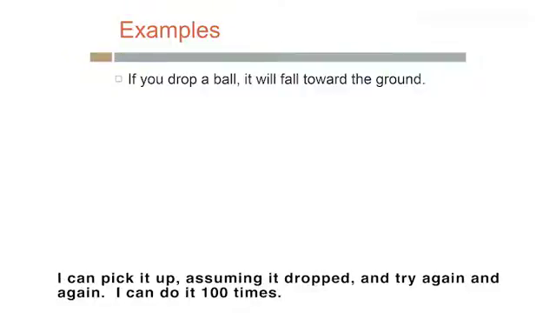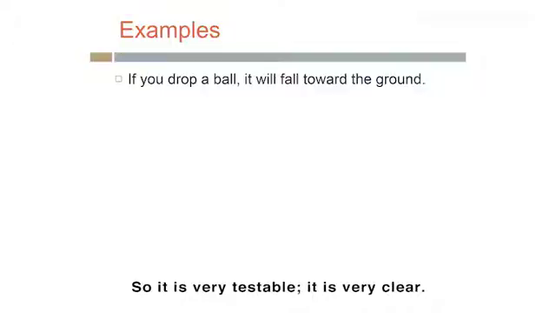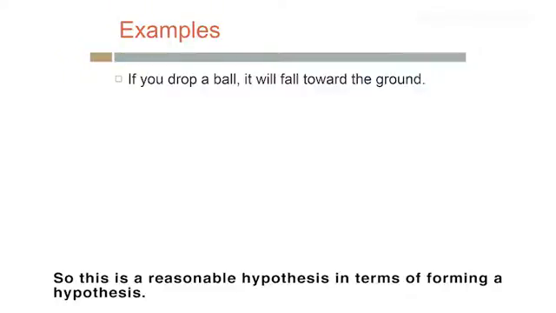It's very testable. I can get a ball, and I can hold it out, and I can let go and see if it drops. I can pick it up, assuming it dropped, and try again, and try again. I can do this 100 times. I could do this 500 times. I could do it 1,000 times. So it's very testable. It's very clear. Okay, so this is a reasonable hypothesis in terms of forming a hypothesis.